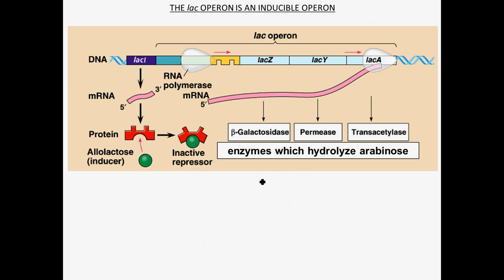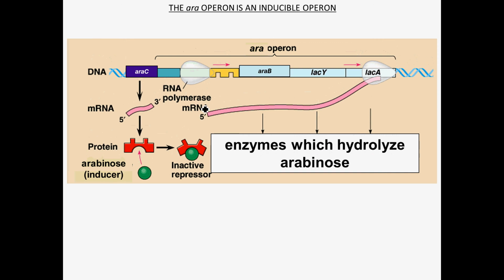So here's the lac operon again for you to review and compare. This lac operon is an inducible operon, right? And this is off but can be turned on, right? When the inducer allolactose is present, it makes the active repressor protein inactive, and it turns the operon on. So here's the arabinose operon, very similar to that lac operon. It's also an inducible operon.